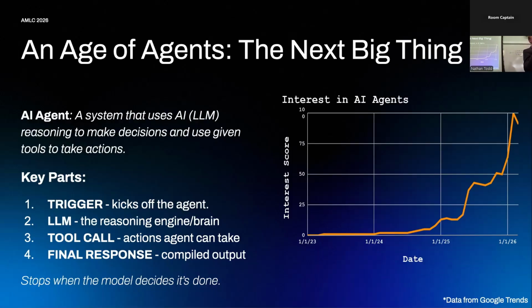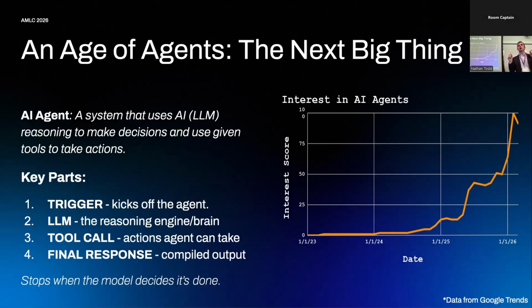But in my opinion, the most important part of any agent is actually not the LLM, but it's the tools associated with your agent. So the tool calls are what the agent can actually do. And we'll talk a lot more about tools in a second. But if you take only one thing away from this entire presentation, I just want everyone to remember that tools are the most important part of an agent.